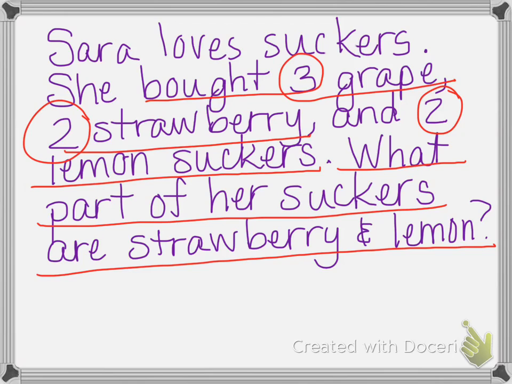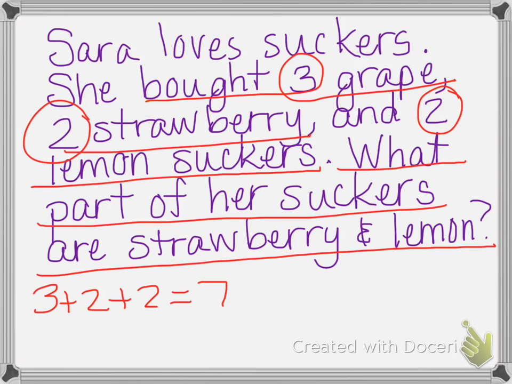So when we're looking at this problem and we're talking about doing fractions with a collection of items, we have to know how many is in the whole collection. To find that total, we have to add those together. So we know that we have 3 plus 2 plus 2, which equals 7 total suckers.